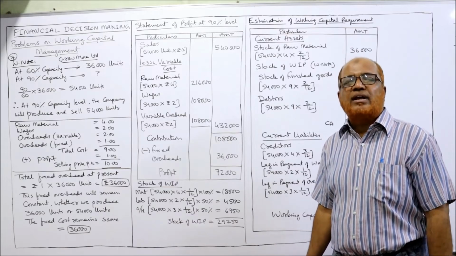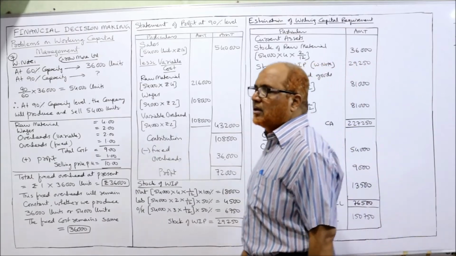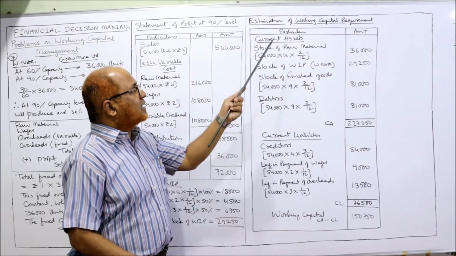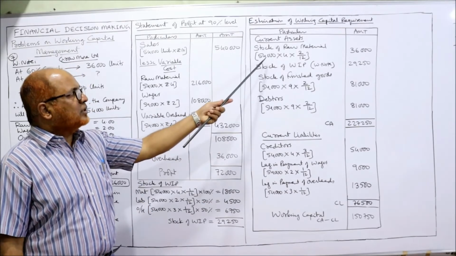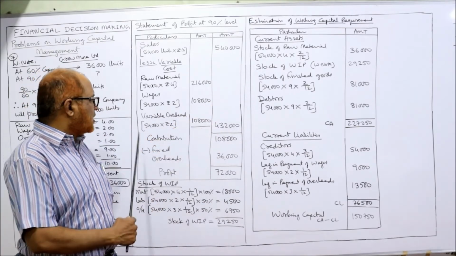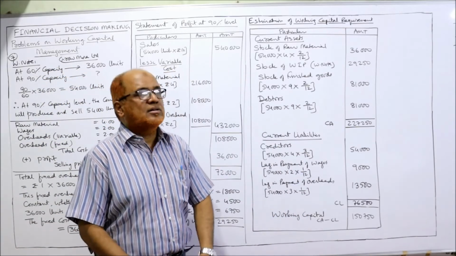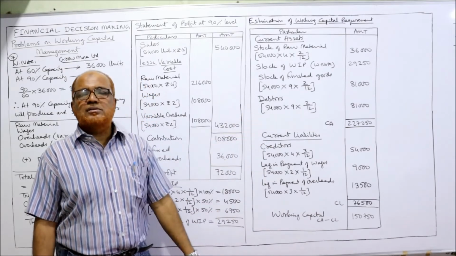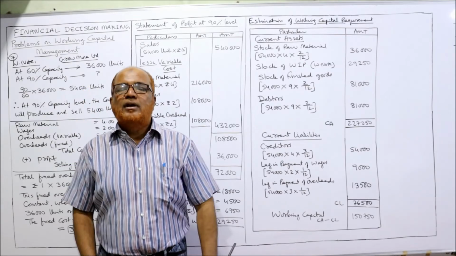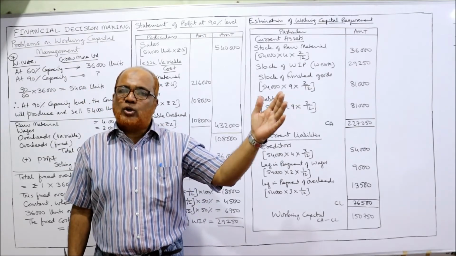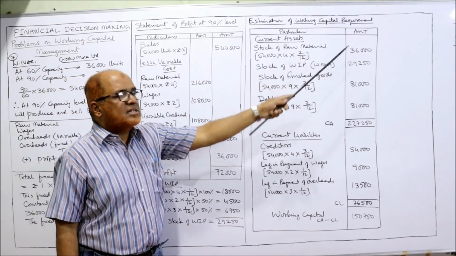Calculate the estimated working capital requirement. So here, estimation of working capital requirement. We need the current assets. Current assets, first, stock of raw material. So 54,000 units into 4 rupees is the raw material cost. Just now we have discussed, raw material cost is 4 rupees per unit. How long is the stock of raw material kept? 2 months given in the problem. The raw material is kept in stock for 2 months before it is issued for production. So 2 by 12, it comes to 36,000.